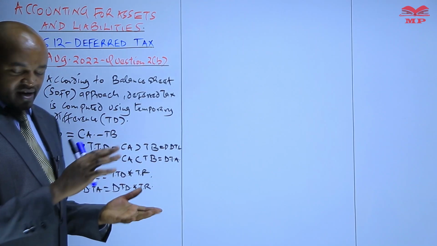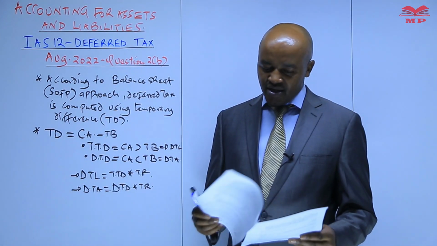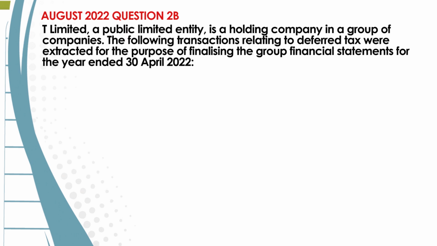I think with that small recap, we can proceed and look at a question from a past paper. This is a question which was tested in the sitting of August 2022, specifically question number 2B. So we go through the question, we see what we are told, and it reads: T Limited, a public limited entity, is a holding company in a group of companies. The following transactions relating to deferred tax were extracted for the purpose of finalizing a group financial statement for the year ended 30th April 2022.